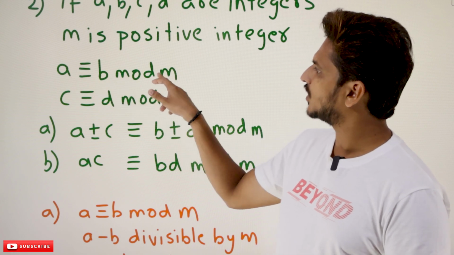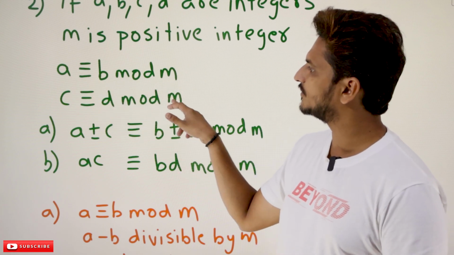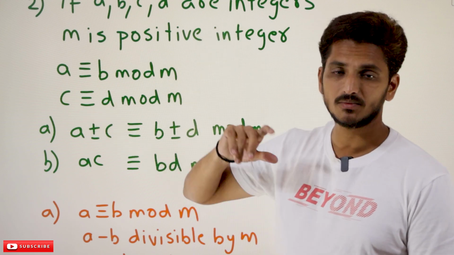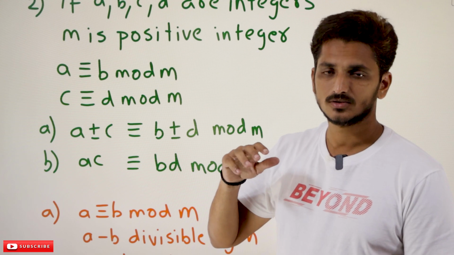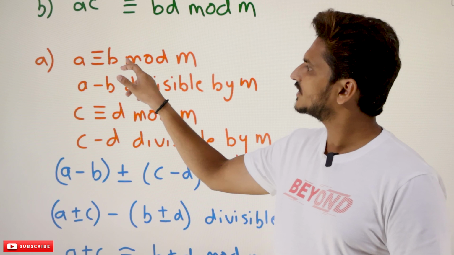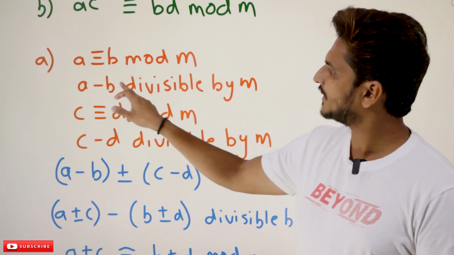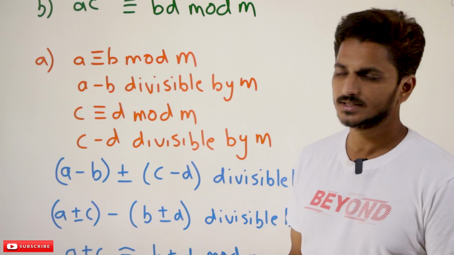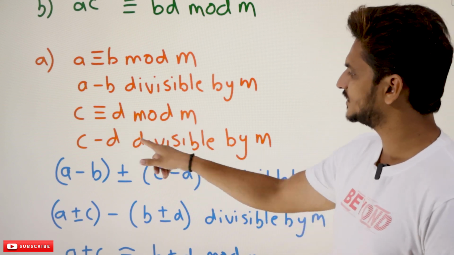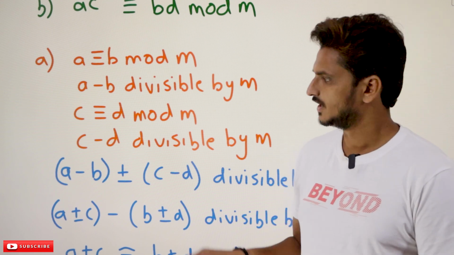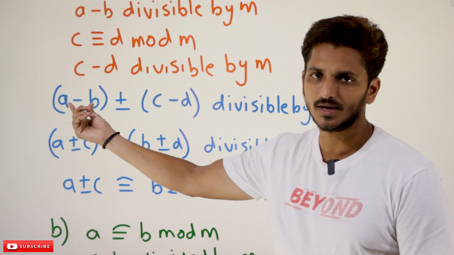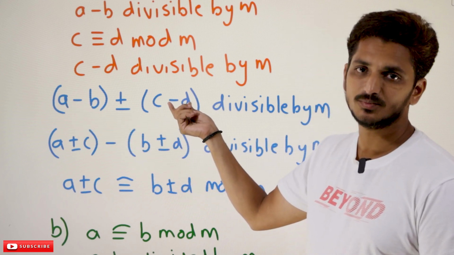A congruent to B modulus M, C congruent to D modulus M, means A and B belong to the same class, C and D belong to the same class. So now from mathematical intuition, A congruent to B modulus M means A minus B is divisible by M. Similarly, C congruent to D modulus M means C minus D is divisible by M.